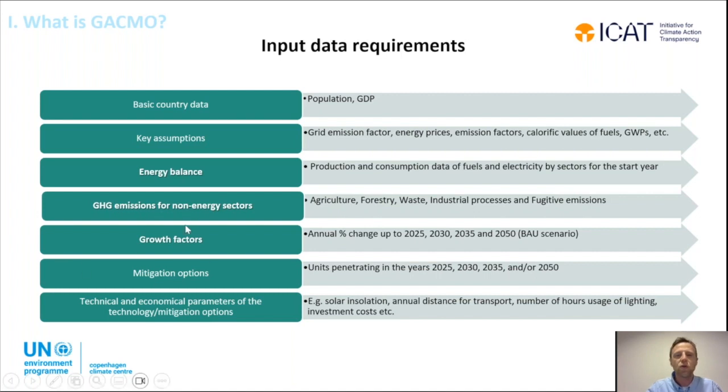Finally, as you will see, a third group of important input data are the growth factors, which are the annual change, expressed in percentage, of sectors or subsectors towards the years 25, 30, 35, and 50. So I will come back to those concepts while explaining how the GACMO tool works. Finally, to build the mitigation scenario, the user will need to include some input data related to specific mitigation options.